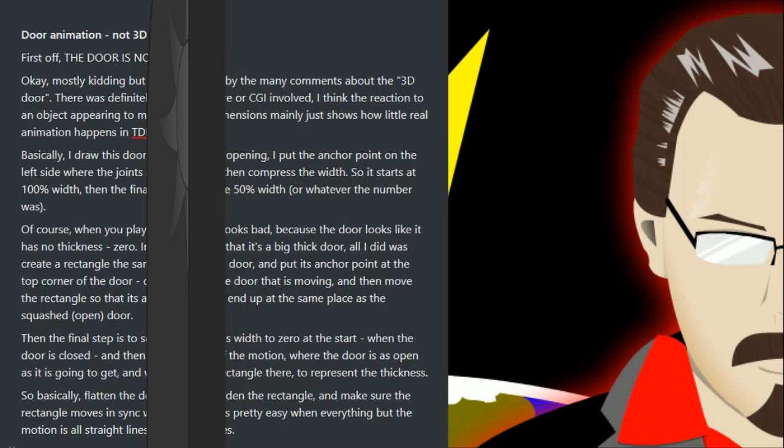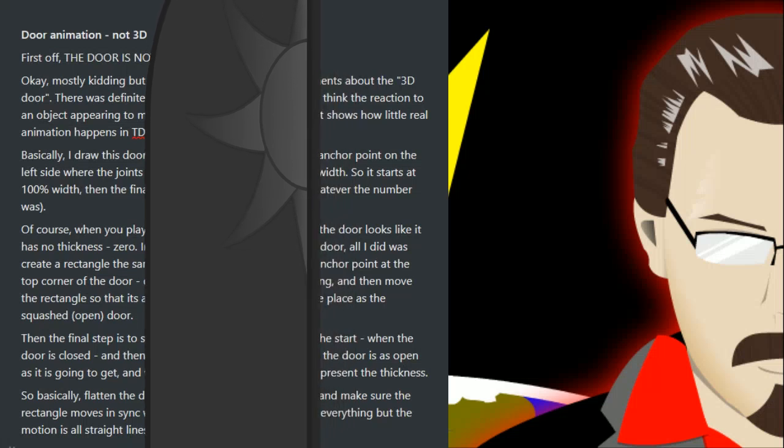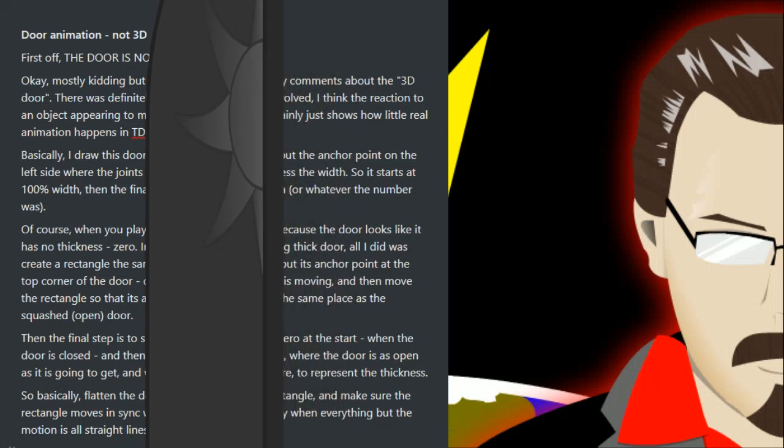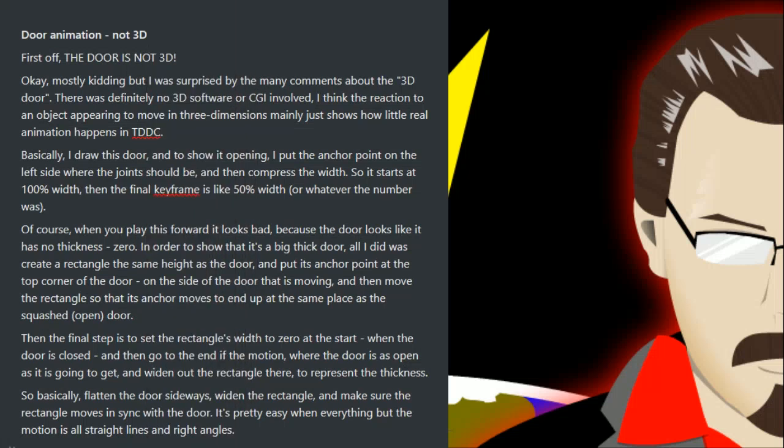Then the final step is to set the rectangle's width to 0 at the start, when the door is closed, and then go to the end of the motion where the door is open, as far as it's going to get, and widen out the rectangle there to represent the thickness. So basically, flatten the door sideways, widen the rectangle, make sure the rectangle moves in sync with the door. It's pretty easy when everything but the motion is all straight lines and right angles.